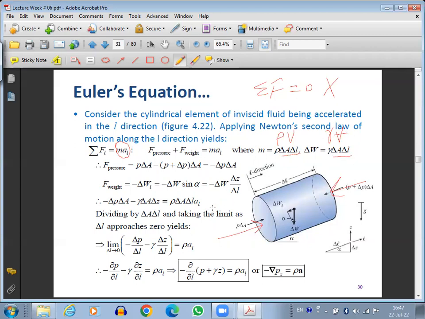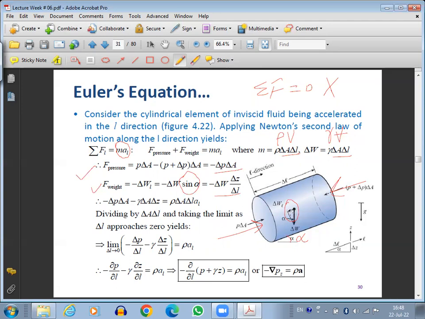Same analysis. We considered a tilt of this at angle alpha, like we did in the case of hydrostatic pressure variation in fluids. So we have the weight component, we have the pressure component. Weight plus pressure component equals ma_t. Substitute the values. This is for the case of the pressure component, and this will be for the case of the weight component. We have sine alpha because I told you that we are going to consider this angle.